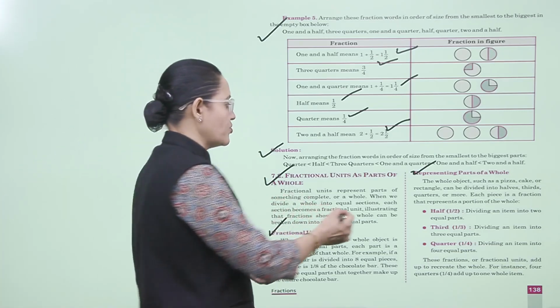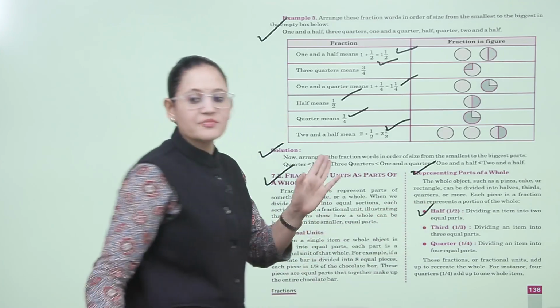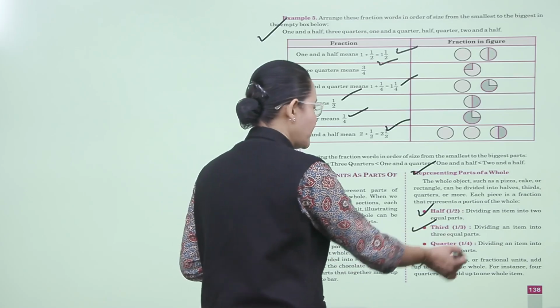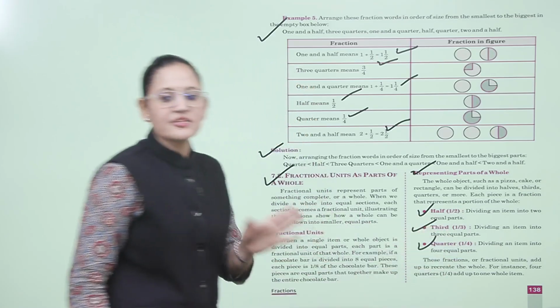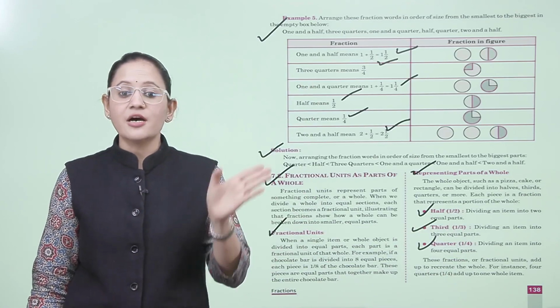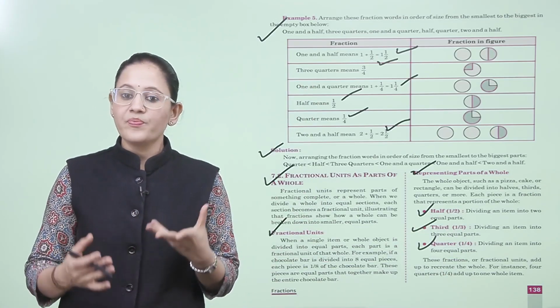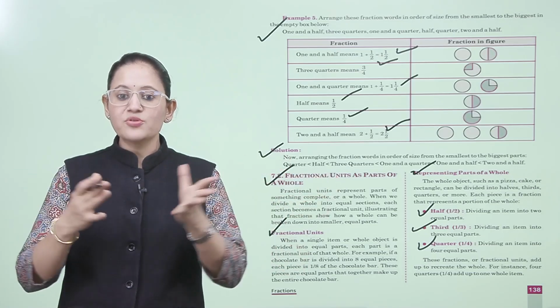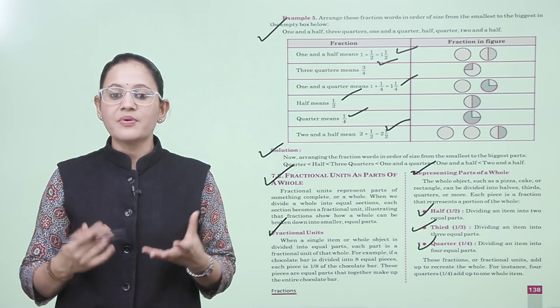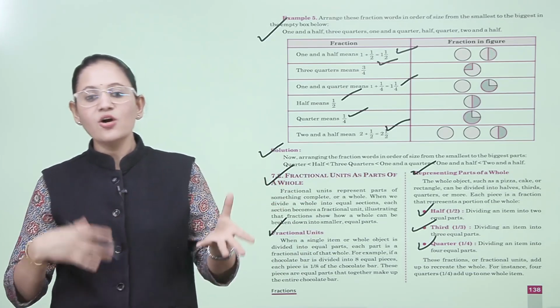Half means 1/2, dividing an item into 2 equal parts. 1/3 means dividing it into 3 equal parts. Quarter means dividing an item into 4 equal parts. These fractions, or fractional units, add up to recreate the whole. When we put them together, they make a whole. For instance, if we add 4 quarters, it makes a whole.